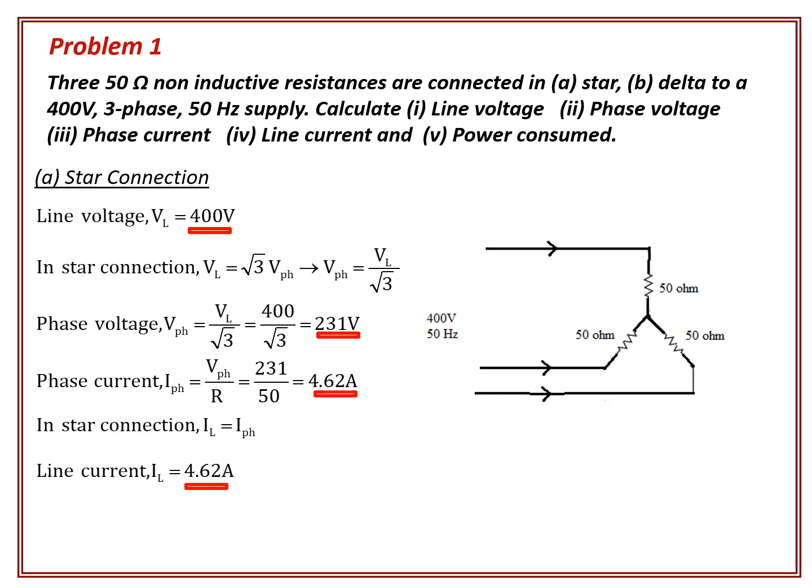In star connection, IL equal to I phase. So line current IL is equal to phase current I phase is equal to 4.62 amperes. Power consumed is the active power. So use the equation of active power. Active power is equal to root 3 VL IL cos phi. Substituting VL equal to 400, IL equal to 4.62 and cos phi is equal to 1. Cos phi is taken as 1 because this is a purely resistive circuit. We get power consumed as 3200 watts.